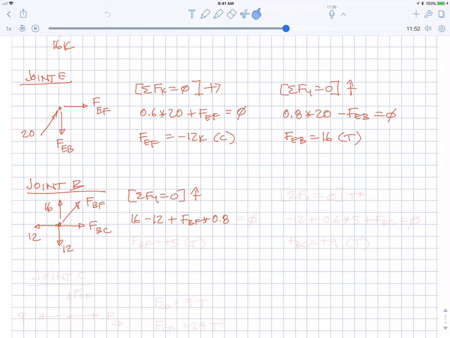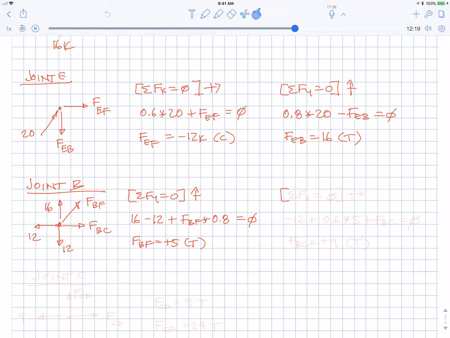In a regular truss, you'd have all these angles and you'd be taking sines and cosines. It wouldn't be this nice. And that will all add up to 0. And I'm going to solve for FBF and come right back. I get that FBF is positive 5, which means tension. Now that I have FBF, I'll be able to solve for FBC.